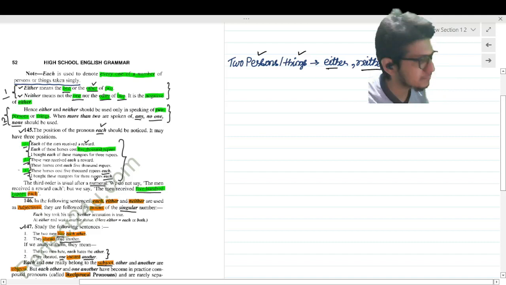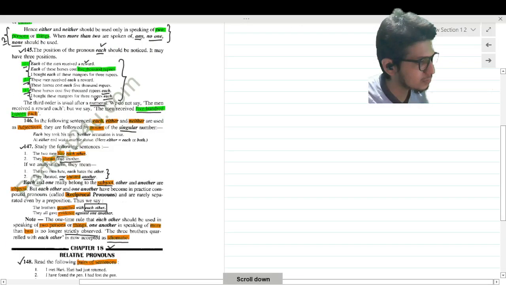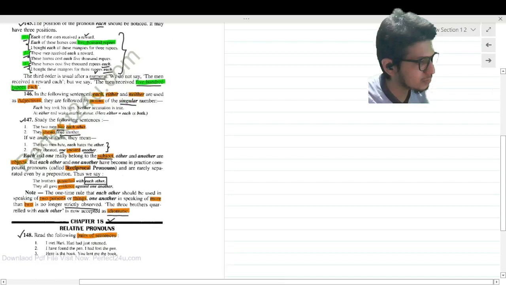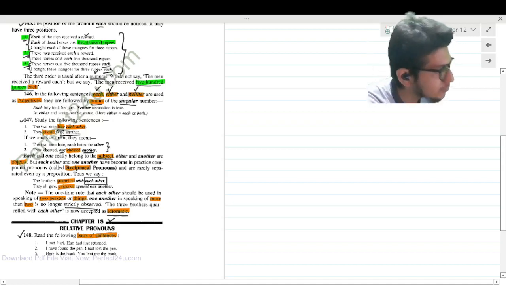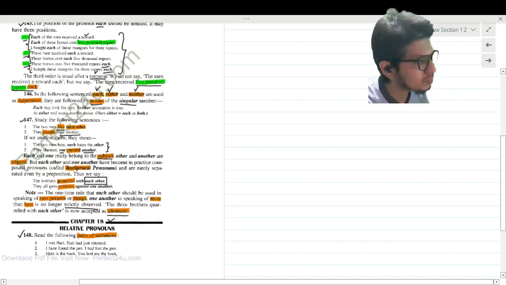In the following sentences, each, either, neither are used as adjectives. This is rule number 146. They are followed by a noun of singular number. Each boy took his turn. Neither accusation is true.